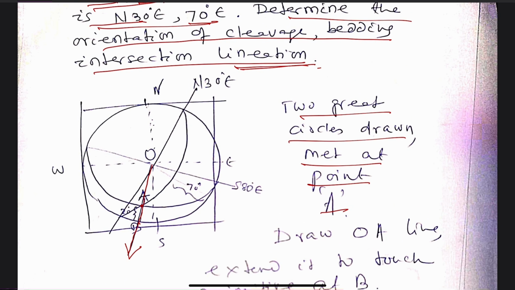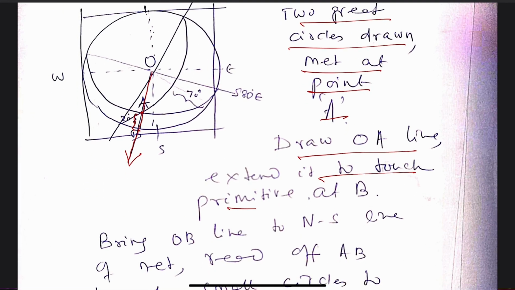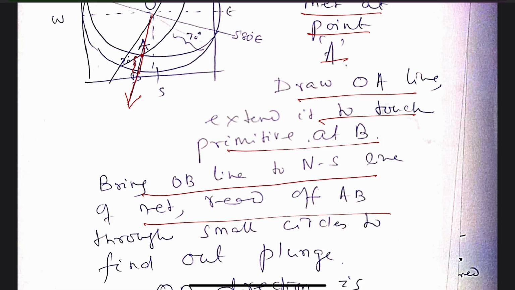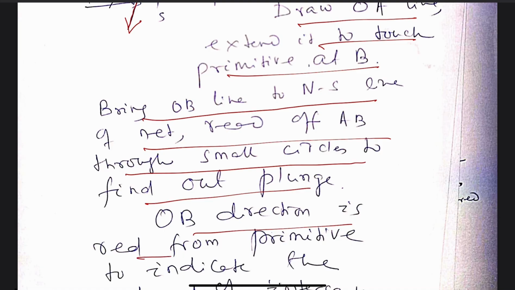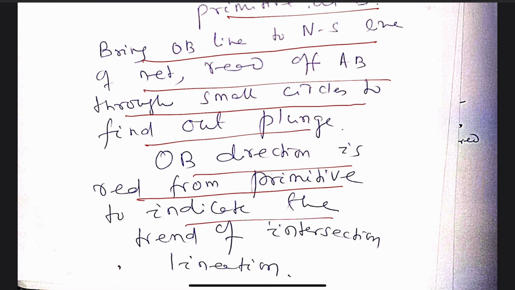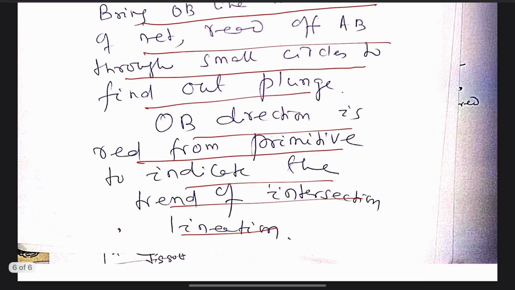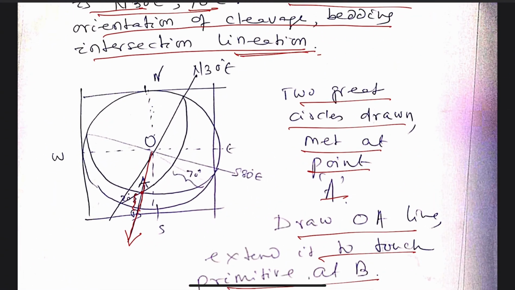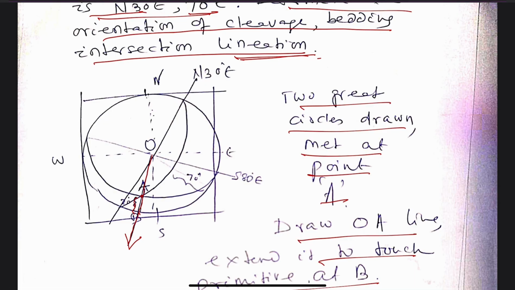Then to find out its plunge, we have to measure this along either the north-south line or the east-west line. So draw OA line, extend it to touch the primitive at B, bring OB line to the north-south line of the net, read AB through small circles to find out the plunge. OB direction is read from the primitive to indicate the trend of the lineation. So this is the way how we solve some of the problems related to dip and strike through use of the stereo net.